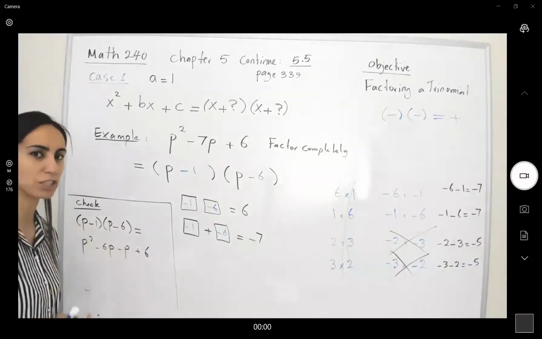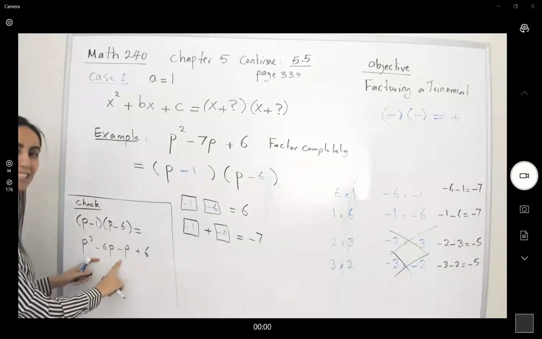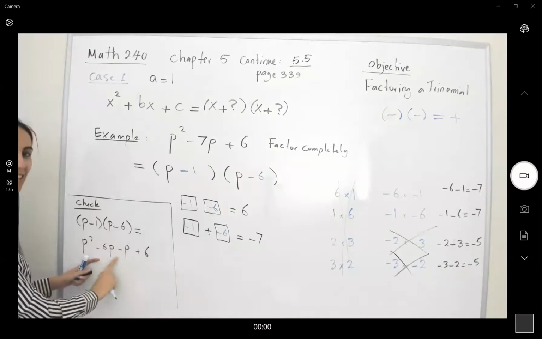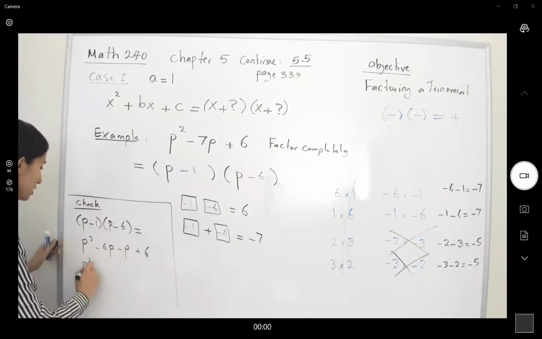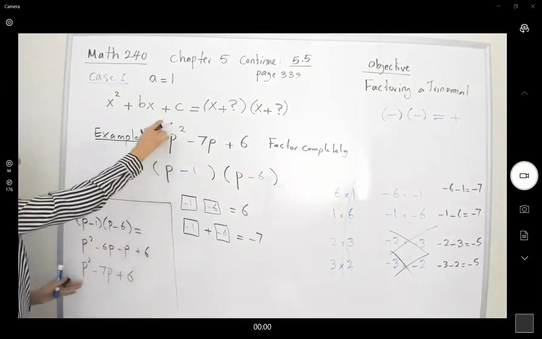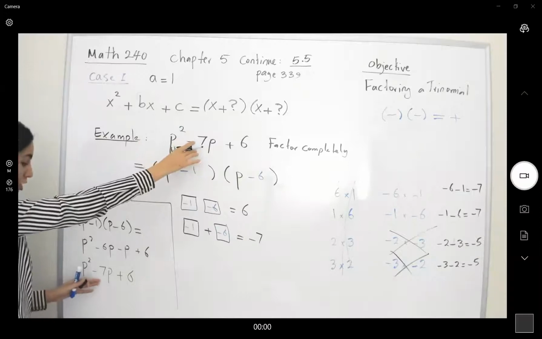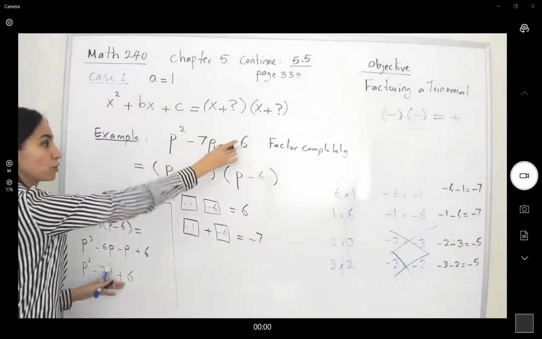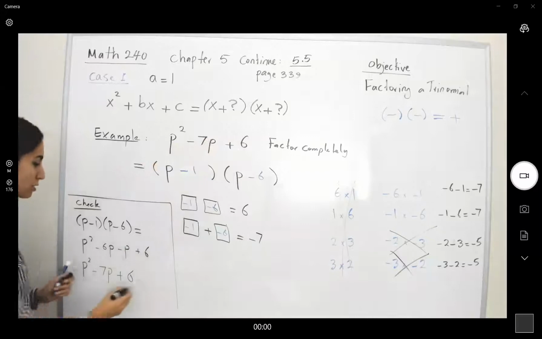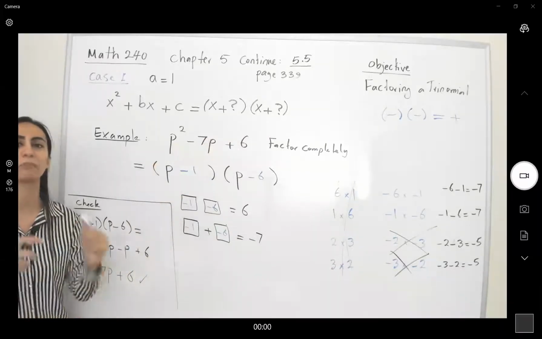Do we have like terms? Do we have similar terms? Negative 6 minus 1 is negative 7. I have negative 7p. So this is going to be p squared minus 7p plus 6. Do I have my original exponent? Do I have my original p squared? Yes. Do I have my original linear expression? Yes. Negative 7p. Do I have my original constant, 6? Yes, of course. So it means that the factorization was correct from the beginning.